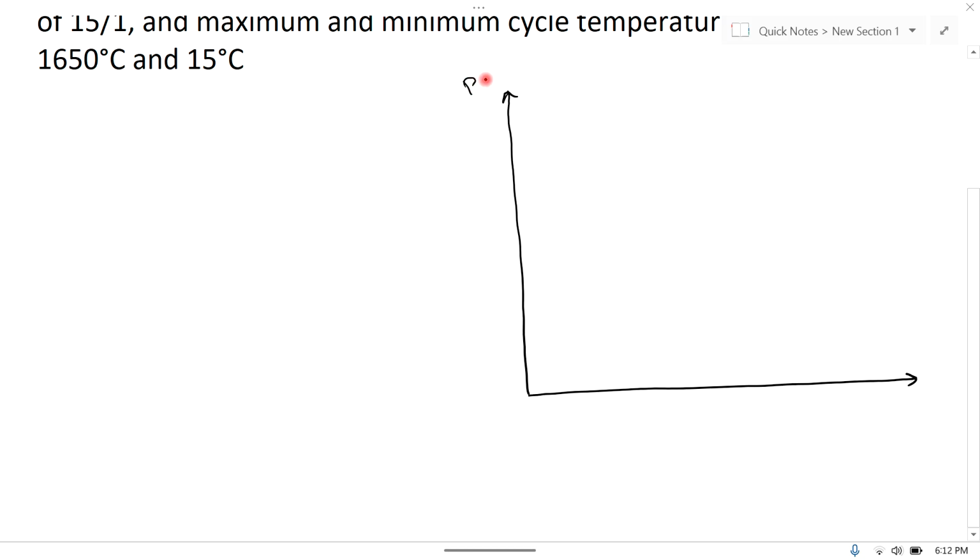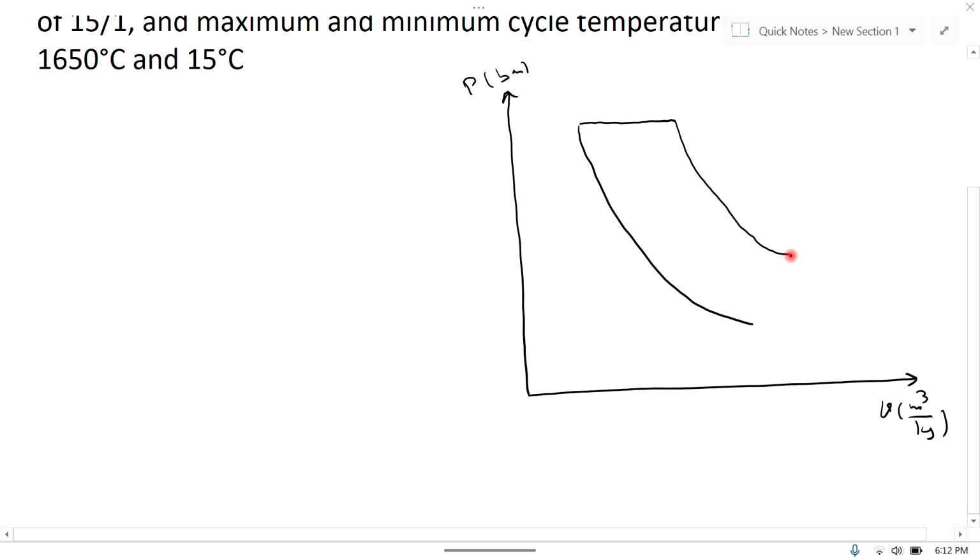So pressure in bar and volume in meter cube per kg. Now, heat supplied at constant pressure in the diesel cycle and heat rejected at constant volume. So process 1 to 2 is adiabatic compression, PV^gamma is equal to C, and this is compression because volume decreases.